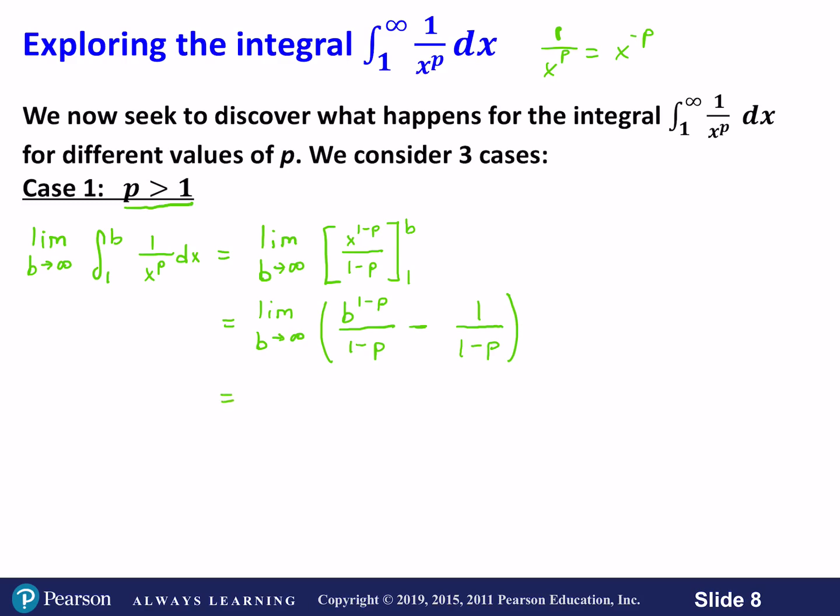And let's see, what's the best way to write this? There's a variety of ways to think about it. Let's go with the following. We could write this as 1 over 1 minus p on the outside, limit as b approaches infinity of b to the 1 minus p minus 1.